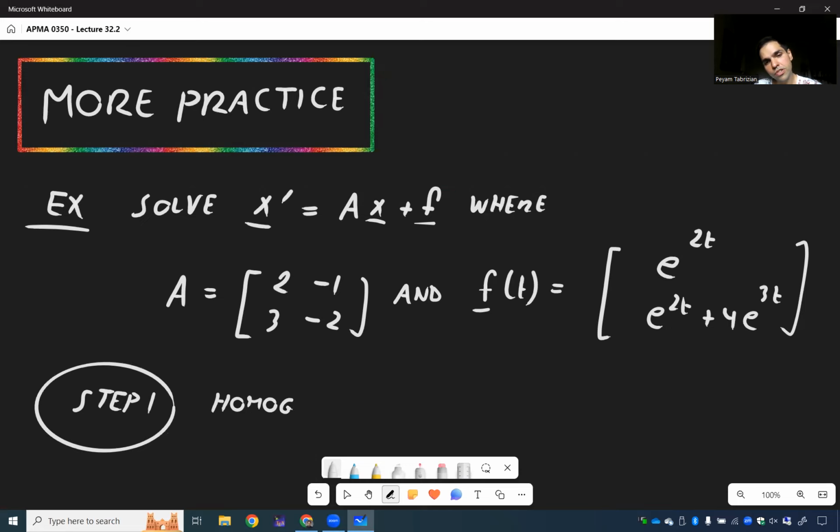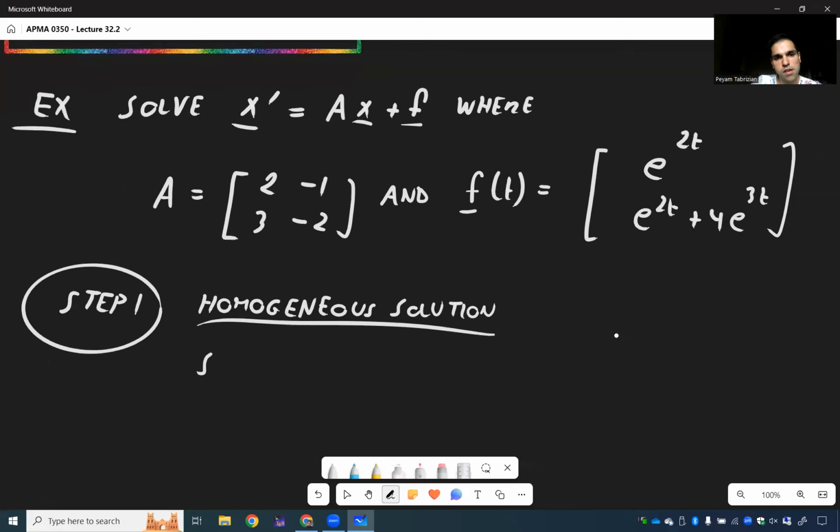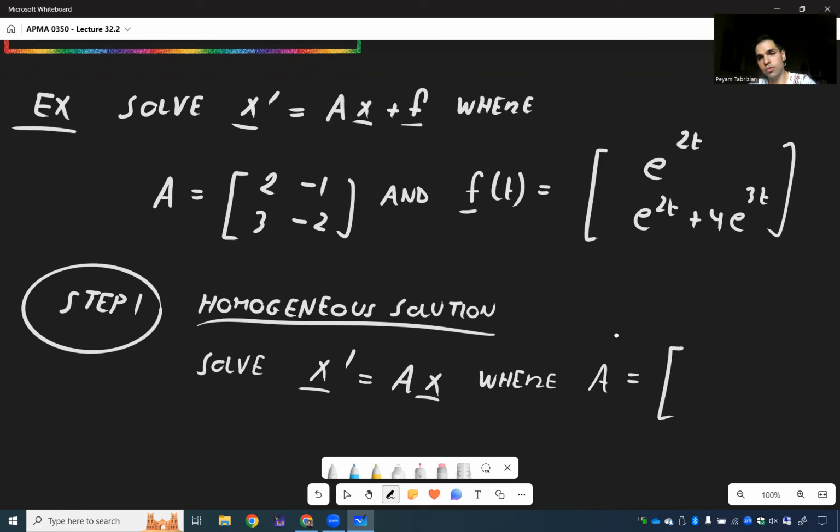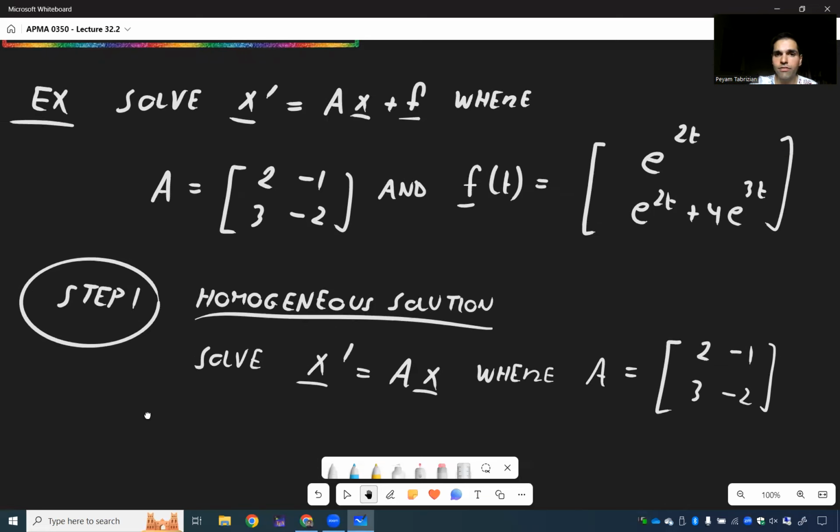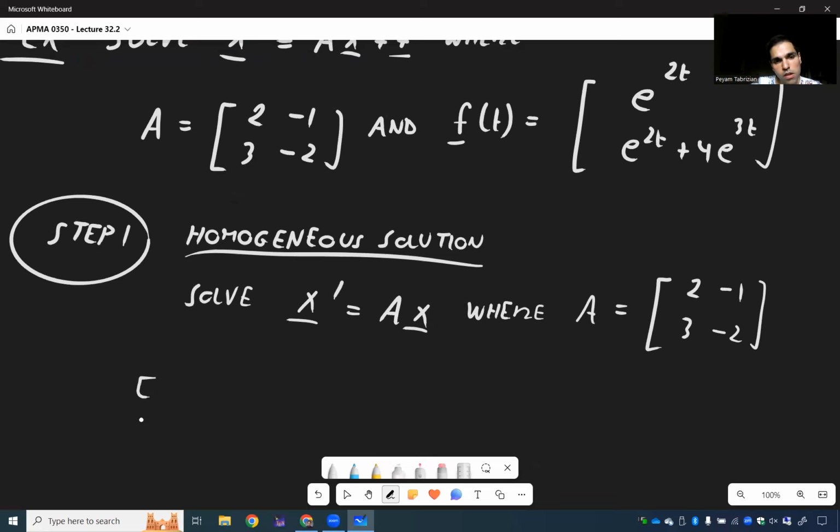So homogeneous solution, which just means to solve x prime equals Ax, again, where A is [2, -1; 3, -2]. And as usual, you find the eigenvalues and eigenvectors. So for the details, you can check the notes if you'd like.